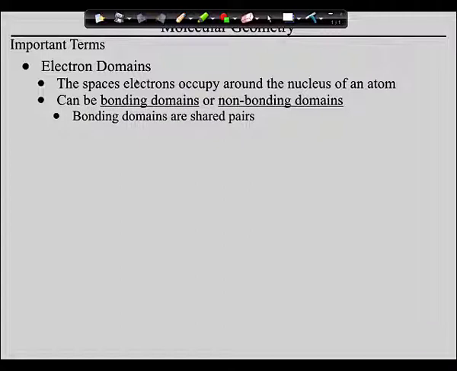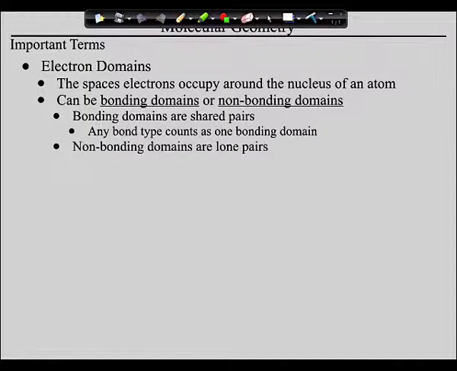So down beneath bonding domains, you can just write out shared pairs. Because this next point you don't need to write down because I'm going to show you what it means. So when we say shared pairs, guys, the thing that's a little different is this. Any type of bond can count as one domain. You don't need to write it down because I'll show you what that means. So what then are the non-bonding domains? Well, guys, the non-bonding domains are the lone pairs, and you'll notice you've got a line to write that down as well.